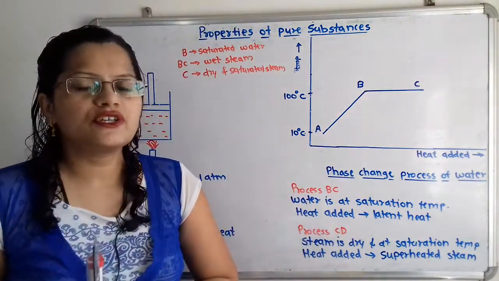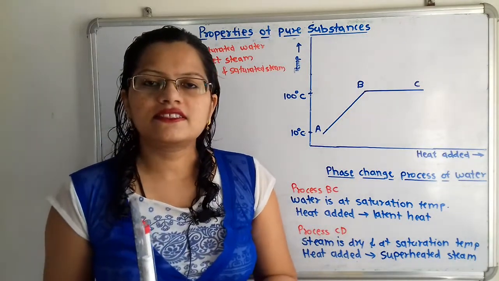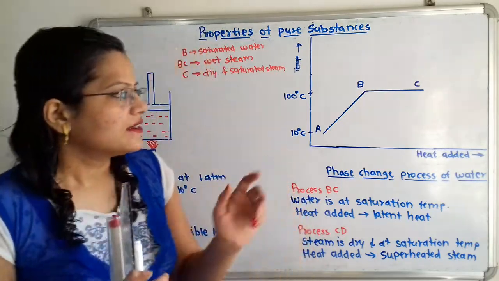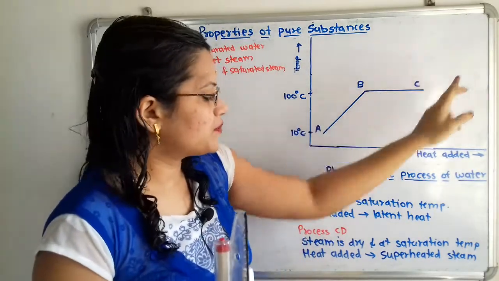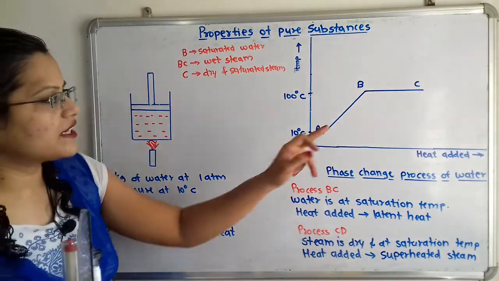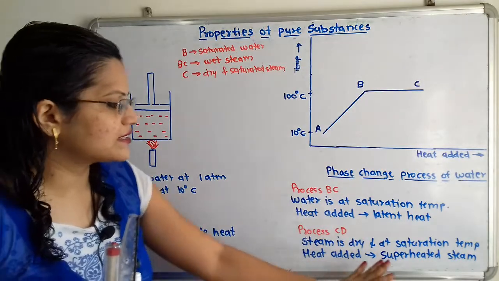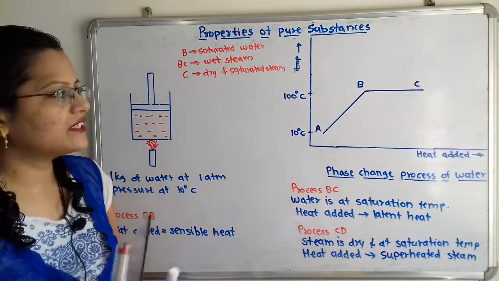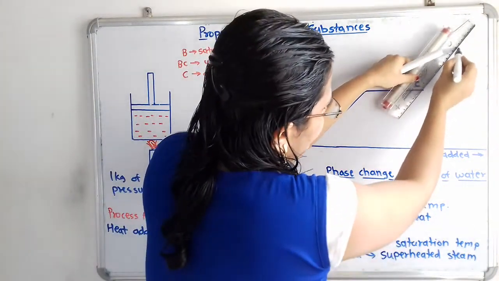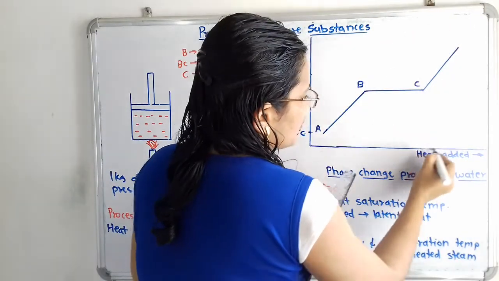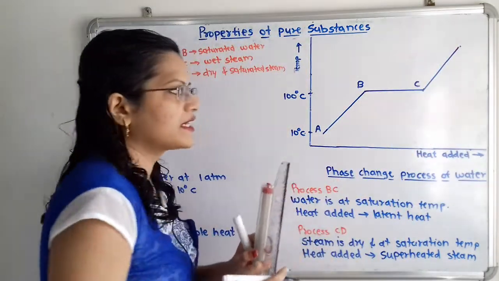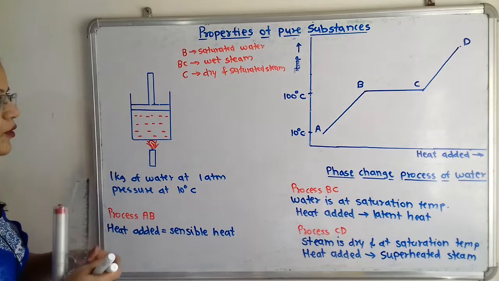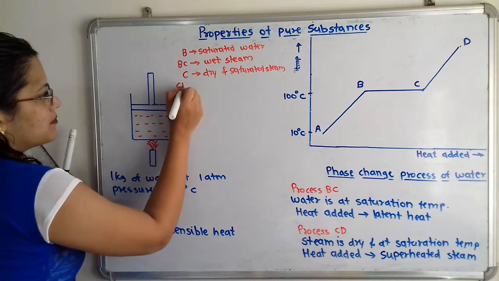Again we continue to add the heat. Then the temperature of the steam starts to increase, and we move to the next process, CD. Its temperature is increasing and it is known as the superheated steam. We will show this process CD as the superheated steam. As we continue to add the heat, the temperature of the steam keeps increasing, and this process is known as CD. So we write here that the process CD is for superheated steam.